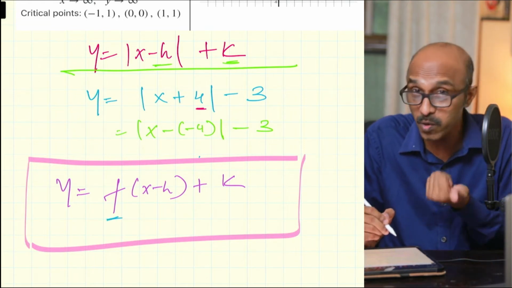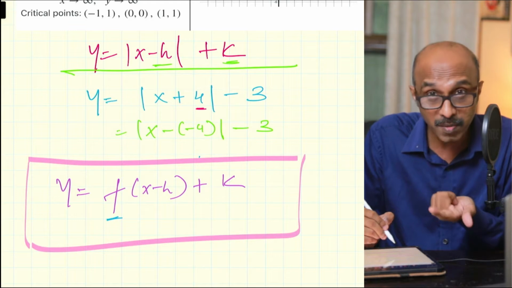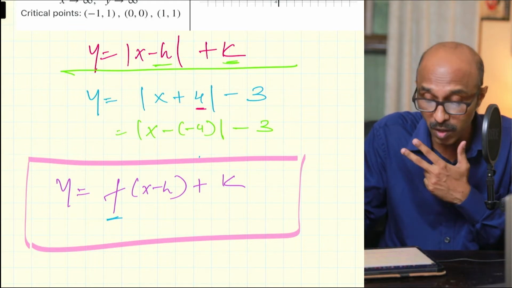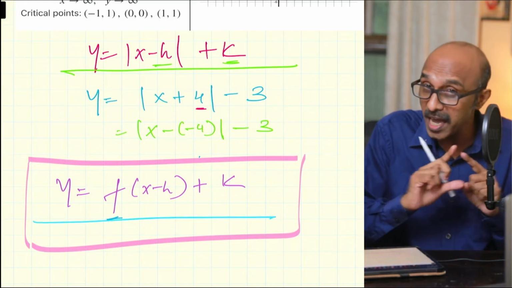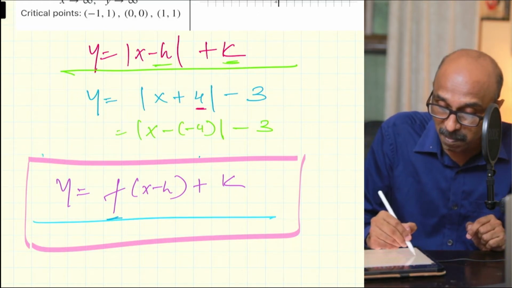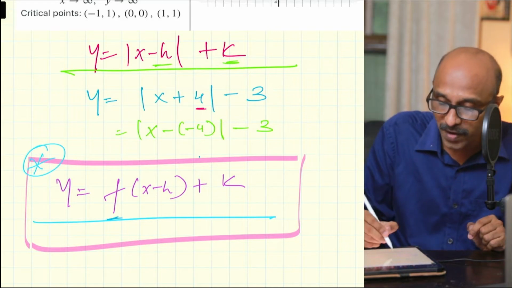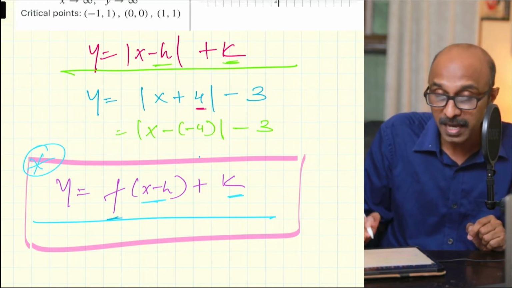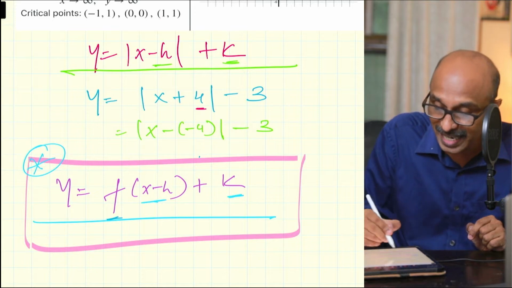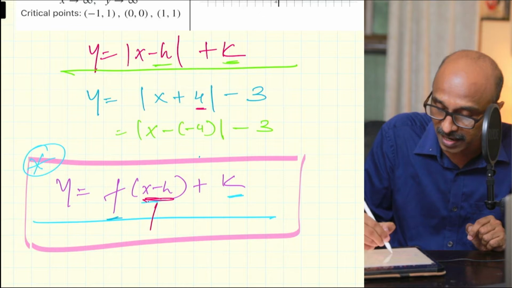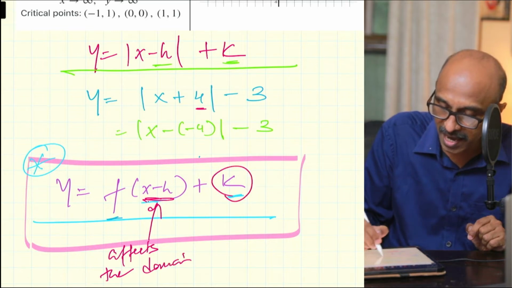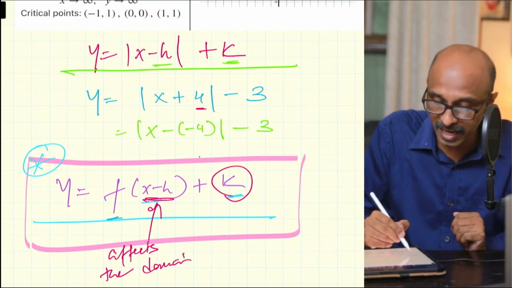F can be a square root function, a trigonometric function, an exponential function or a log function. You can still have the translation of any of those functions being described by an equation something like this: f of (x minus h) plus k. X minus h is inside the bracket. That means it's affecting the domain. This is inside, affects the x values or the domain. Whereas k is outside the bracket, outside of f, but that's the new y.